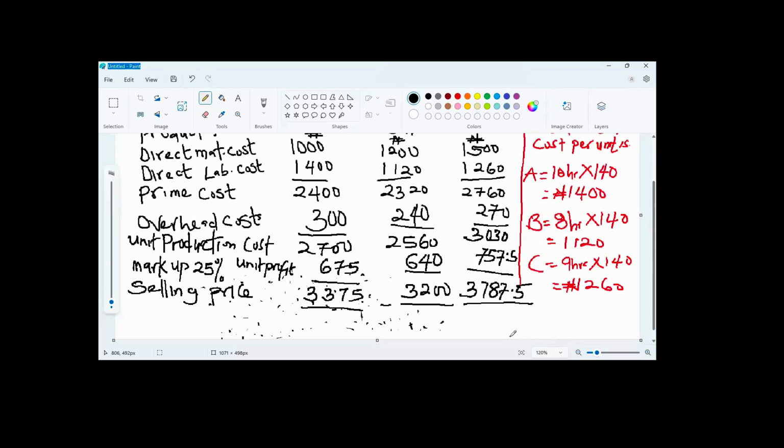Any question? If there's no question, we shall move to requirement B. Okay.